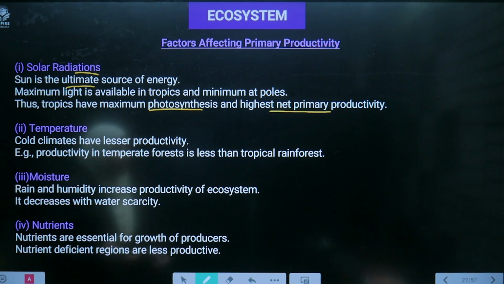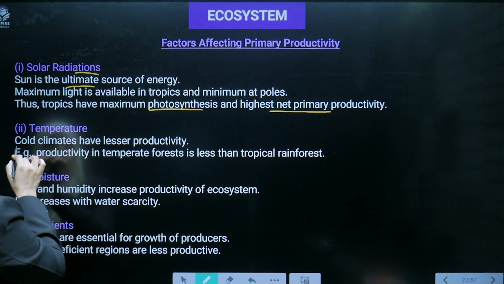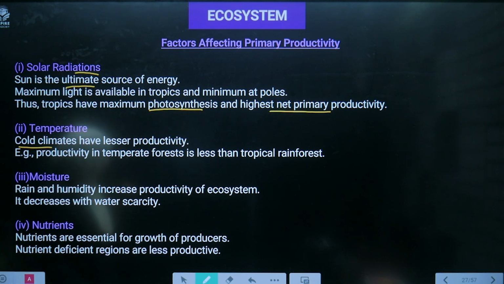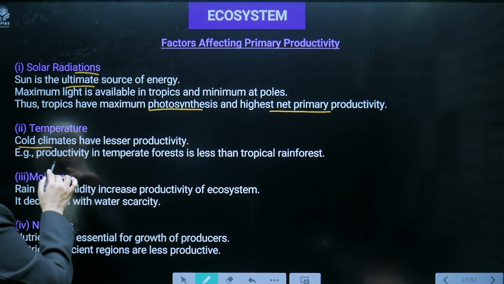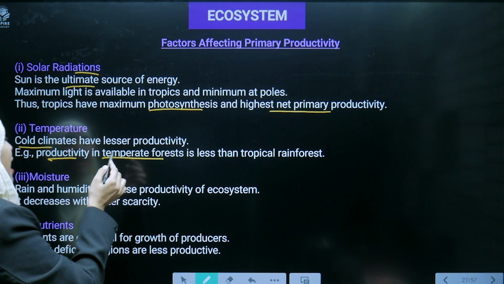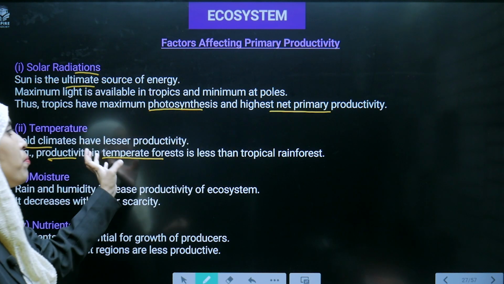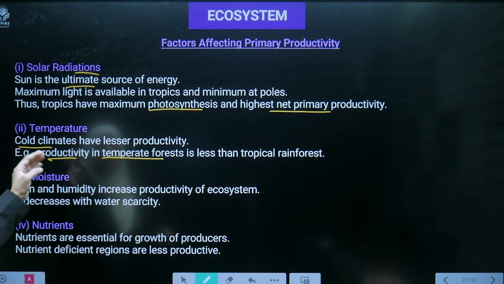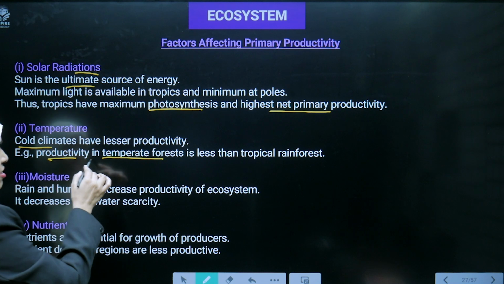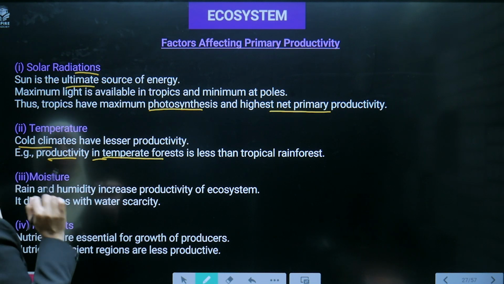Temperature also determines the primary productivity. In a cold climate, productivity will be less, but in tropical regions, tropical forest, we have seen the productivity is much more. The productivity of temperate forest as compared to the tropical: in the tropical it is more, in the temperate it is less. Here we can say that temperature also plays a role in productivity.